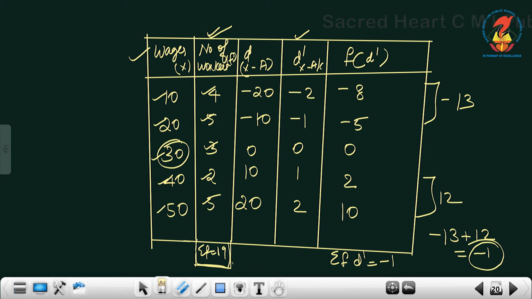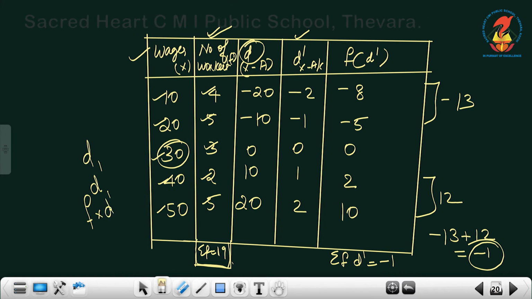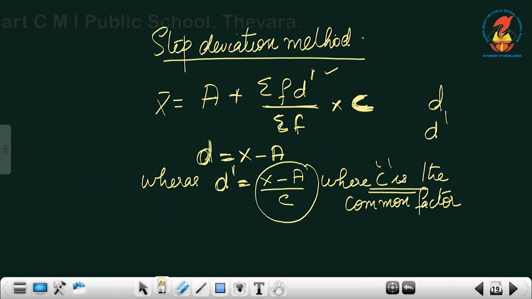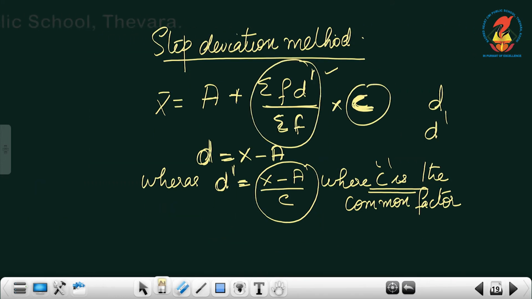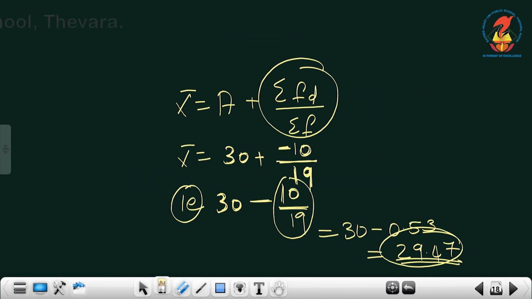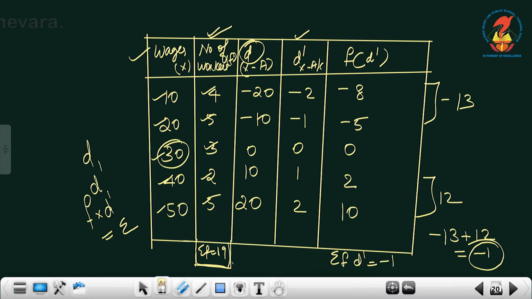Now the next thing you have to find is D. Then you have to find out D dash, then each D dash should be multiplied with F and then take the total of that. That is how you have to find out, because our formula is sigma F D dash by sigma F into C. So you have to find out what is D, then find out D dash, then multiply each D dash with F and take the sigma of that.